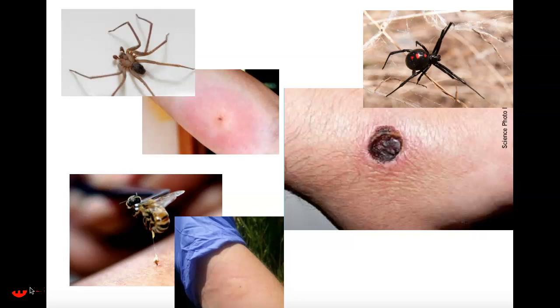A black widow spider's venom is also neurotoxic and can produce a syndrome known as latrodectism, in which the venom causes neurotransmitter release from nerve terminals.